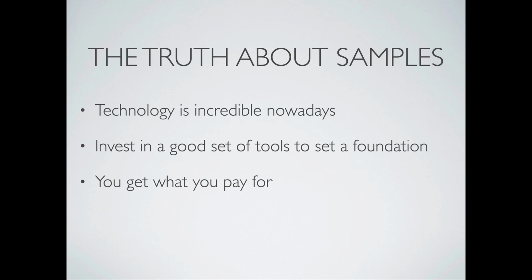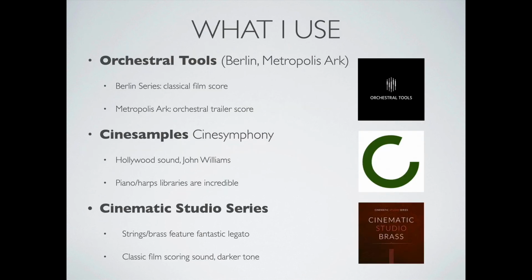if you are dedicated to working in orchestral music, right, and you want flexible instruments, then I think the Cinematic Studio series is wonderful. I use Cinesample stuff all the time as well. And Orchestral Tools, I use their Berlin and Metropolis ARC series in addition to that.